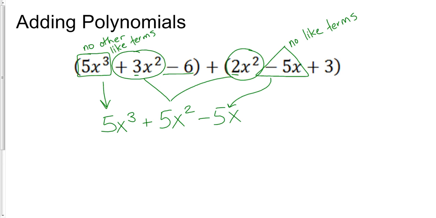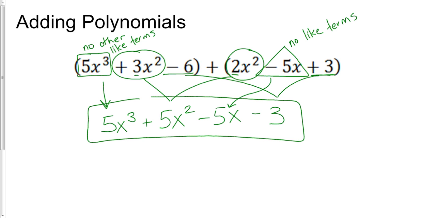Lastly, I look at my constant terms, or my terms without a variable. I've got negative 6 for the first polynomial, positive 3 from the second. These two combine together. Negative 6 plus 3 gives me a negative 3. So once I've gotten to the point where I have no more like terms that I can combine, I'm finished with the problem. So our answer would be 5x to the third, 5x squared from combining my two different x squared terms, negative 5x, and then a negative 3 from combining my two constant terms.